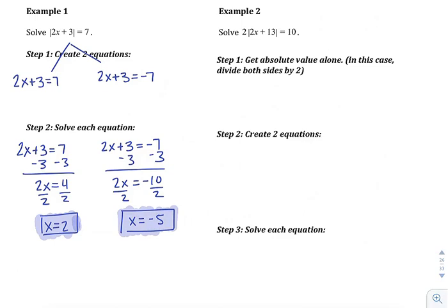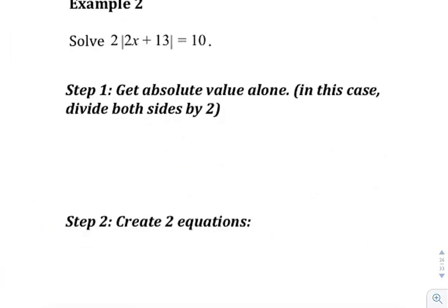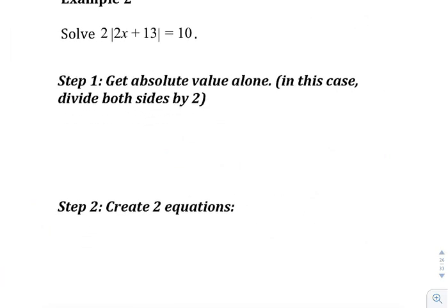So in your second example, 2 times the absolute value of 2x plus 13 equals 10. If the absolute value is not the only thing on the left-hand side of your equation, you have to get it by itself first. So this right here is the absolute value. So 2x plus 13 is what we want by itself. Since it's not yet, it's 2 times 2x plus 13.